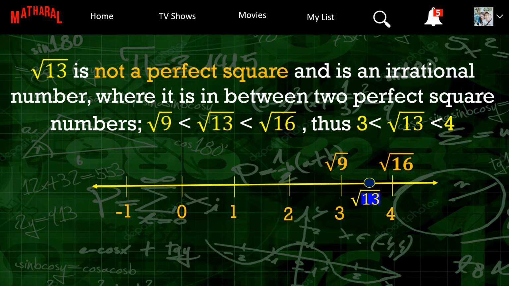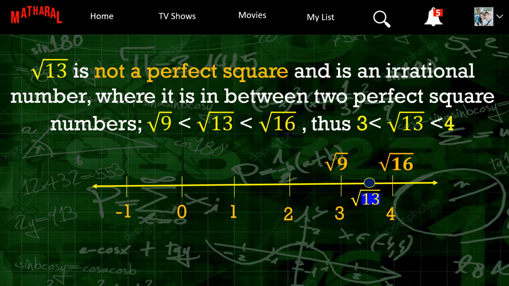So, in here, the square root of 13 is not a perfect square and it's an irrational number where it is in between two perfect square numbers. Kaya nga, nasa pagitan po. As you can see here, may mga radical number po tayo. So, the square root of 9, alam natin si 9 ay perfect square. Yan. Perfect square po yan. Si 16, perfect square din po yan.